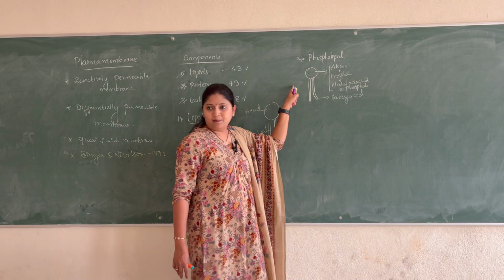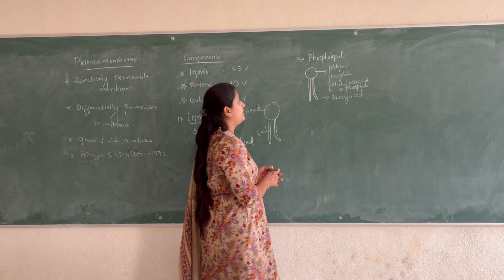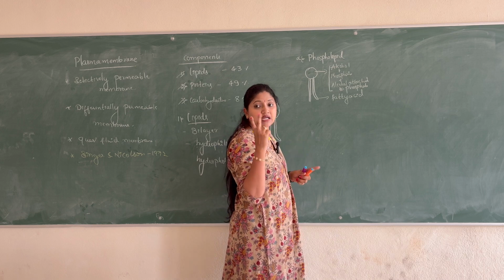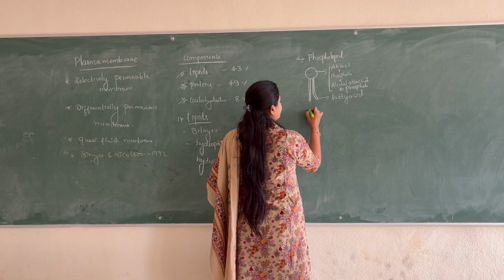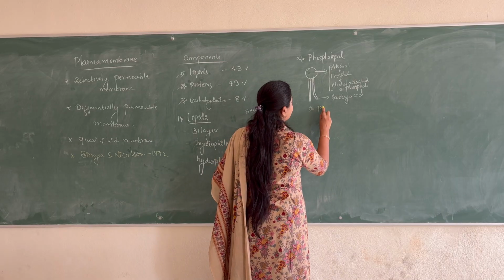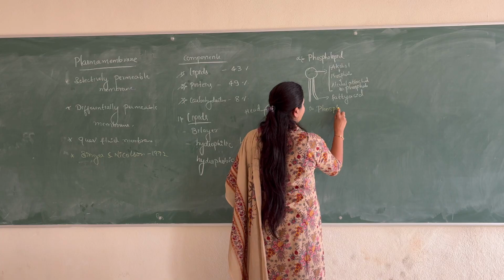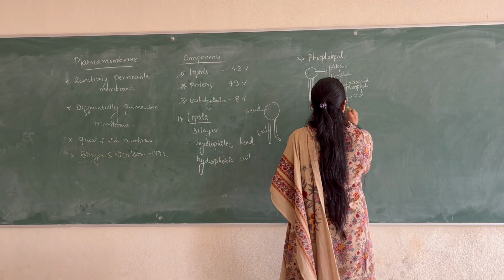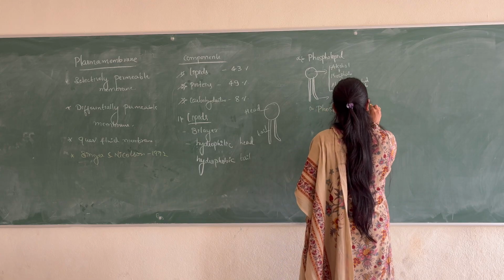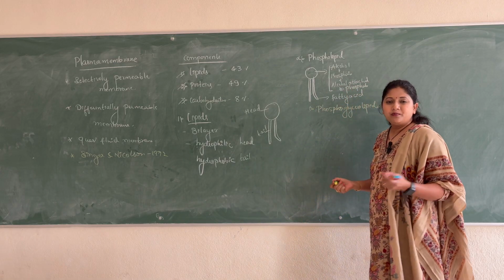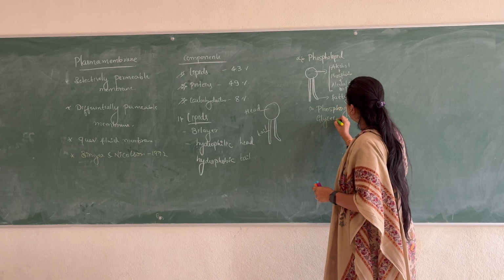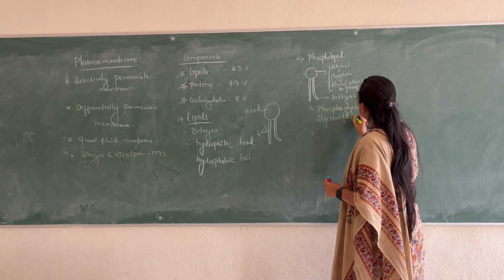In this phospholipid, we have two types of phospholipids. The first type of phospholipid is phosphoglycerolipids. In many books they also call it glycerol phospholipids.